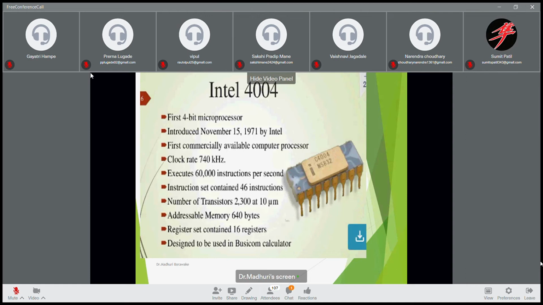There is a number of transistors they had to use, that is 2300. Now the next is the addressable memory, which means the address space of that particular microprocessor, and that is 640 bytes. There are 16 registers, and this processor is designed for the Busicom calculator. So this is the very first microprocessor they developed.